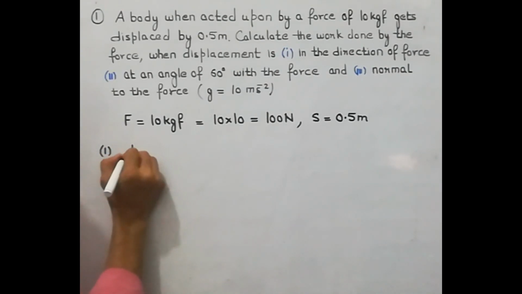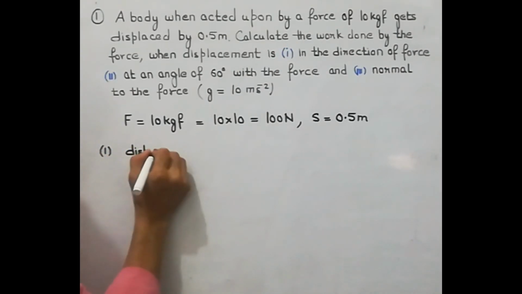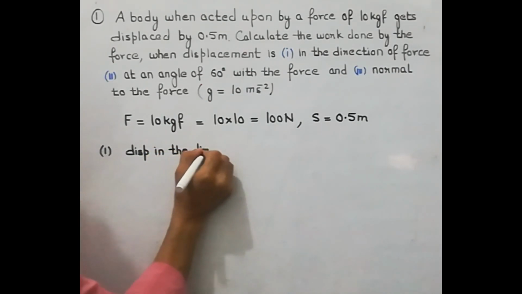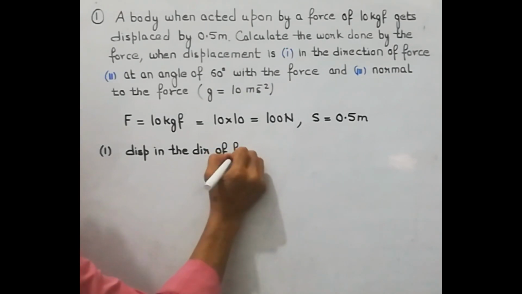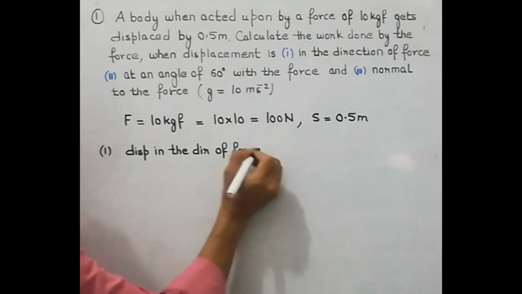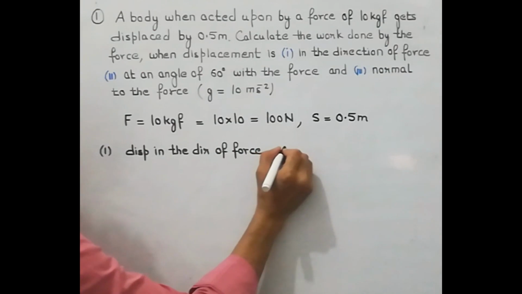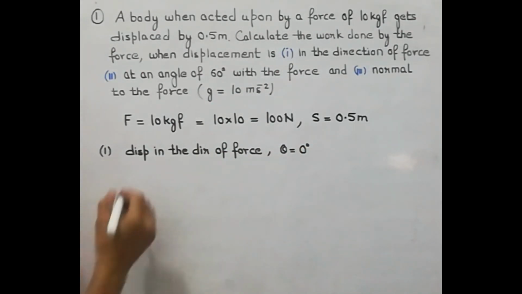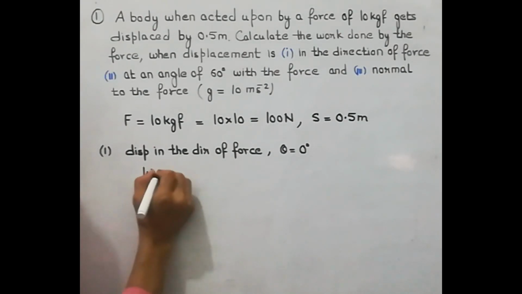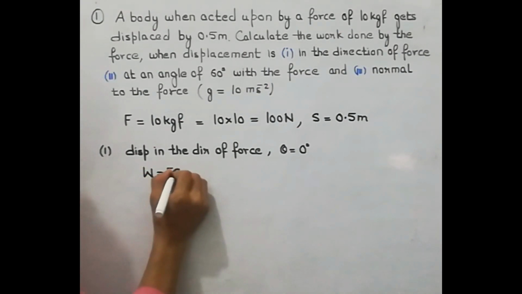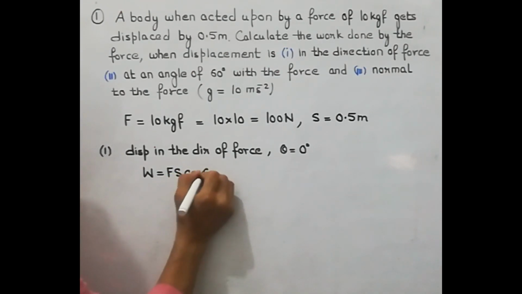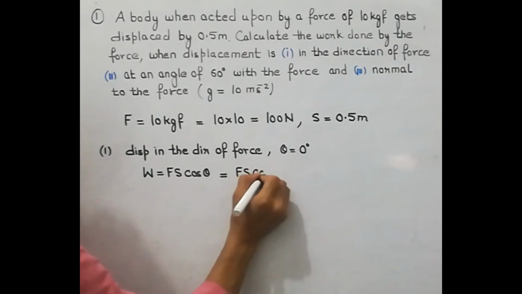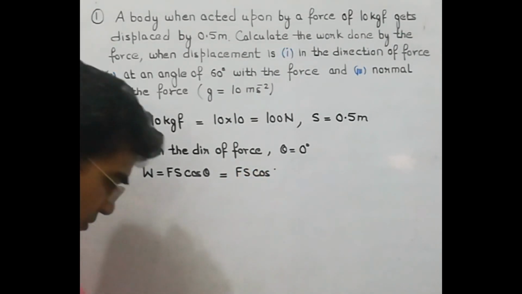Now what does this mean? Displacement in the direction of force. This means theta here will be 0 degree. Now let's calculate work done. Work is equal to Fs cos theta. So it will be Fs cos 0.